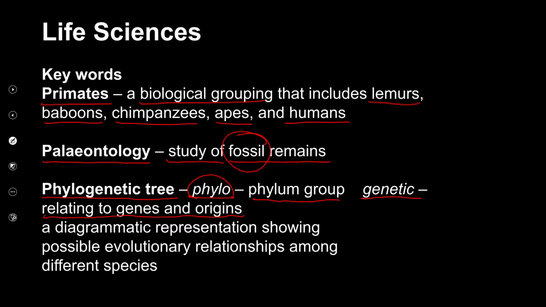And basically it's a diagrammatic representation, and what it shows is the possible evolutionary relationships amongst different species. So we can see how closely related, or how far related organisms are if we have a look at the phylogenetic tree.